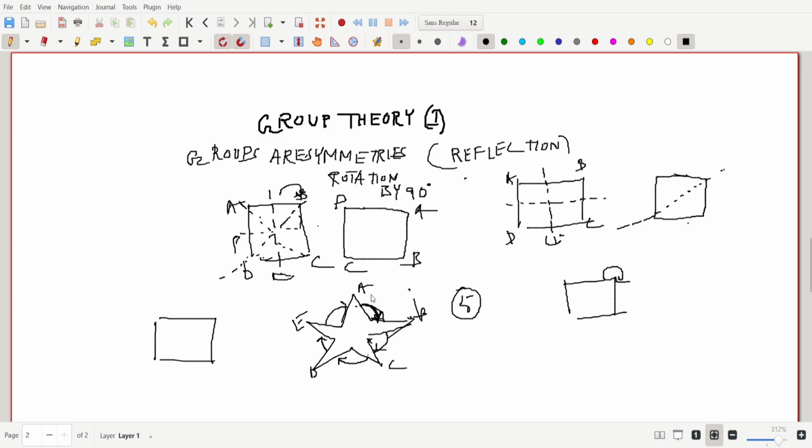So you can't reflect it. Well, basically you can reflect this also. So you understand what a symmetry is.